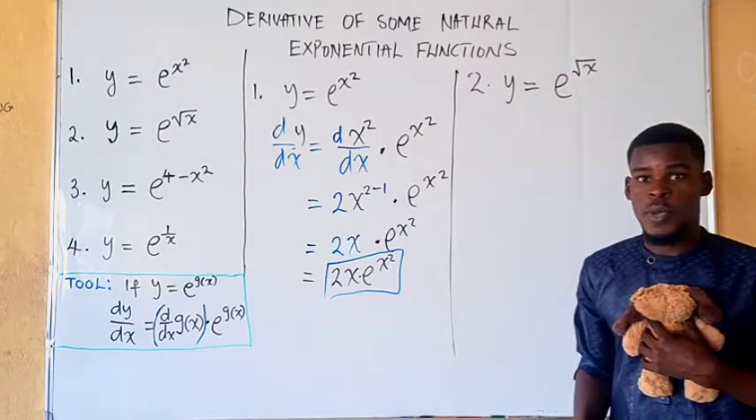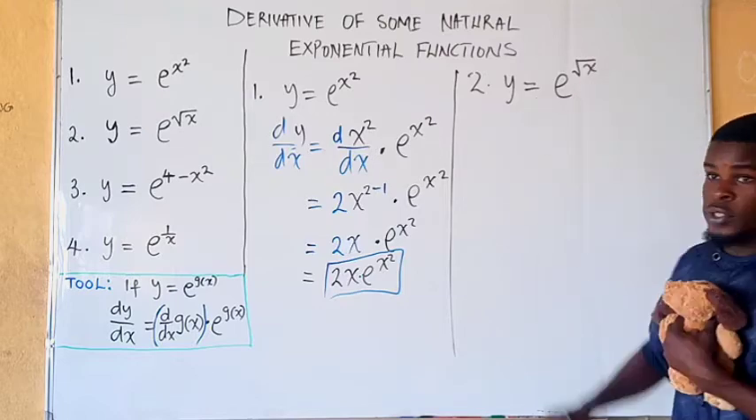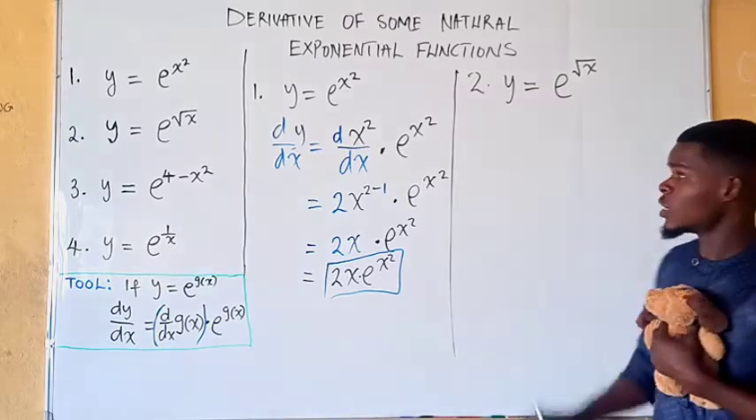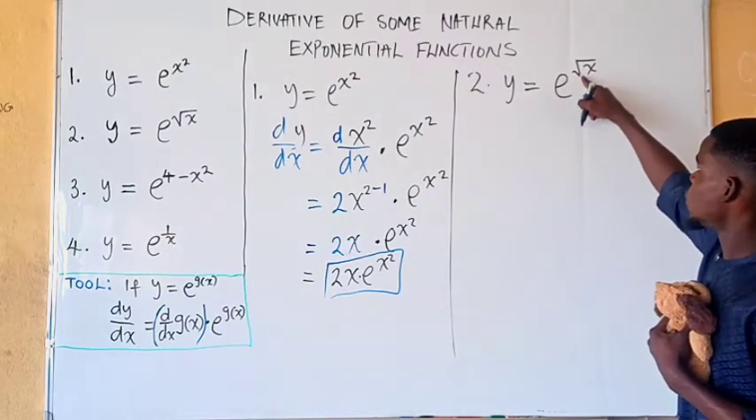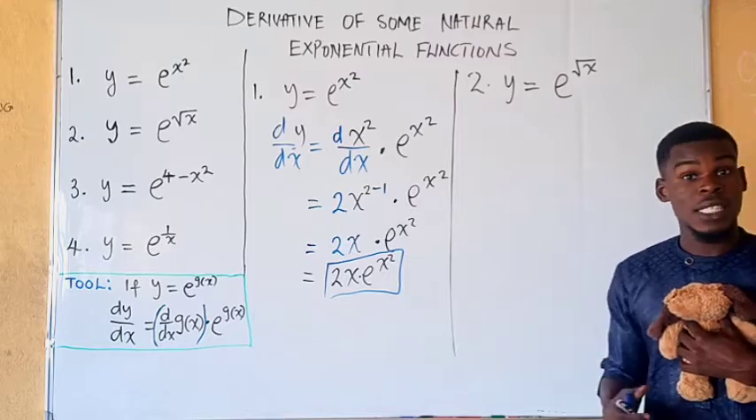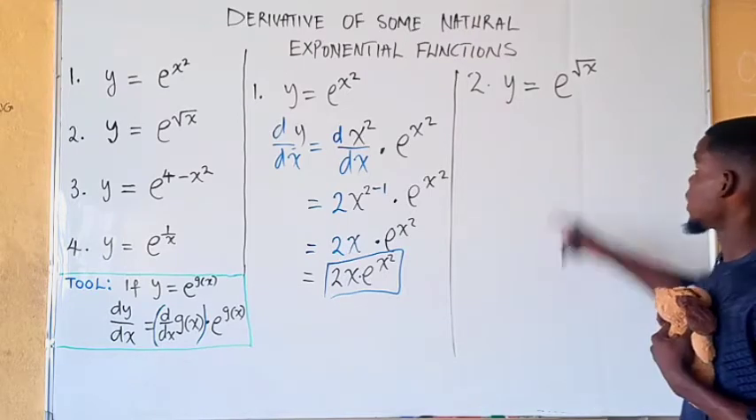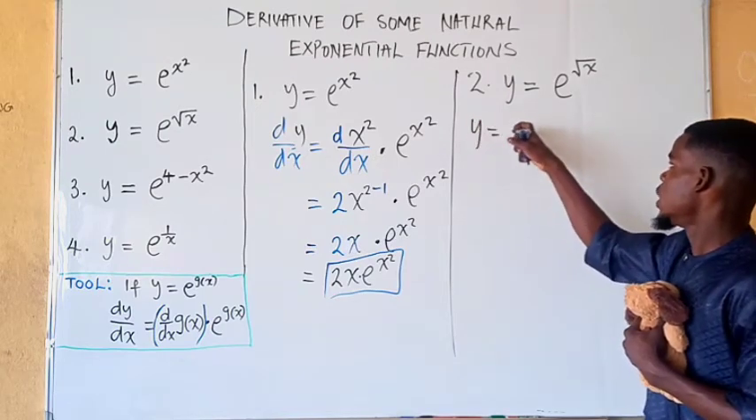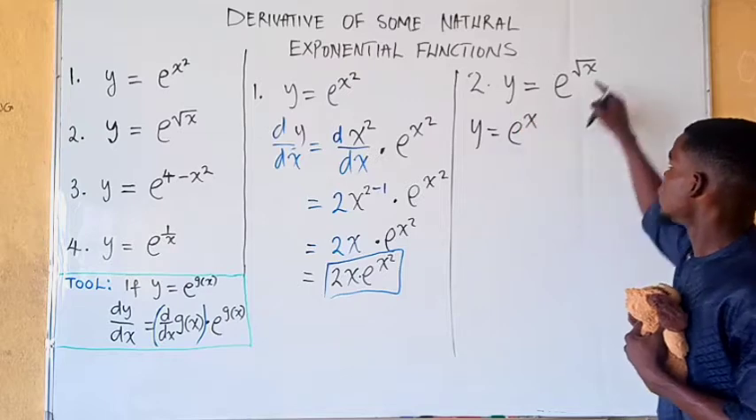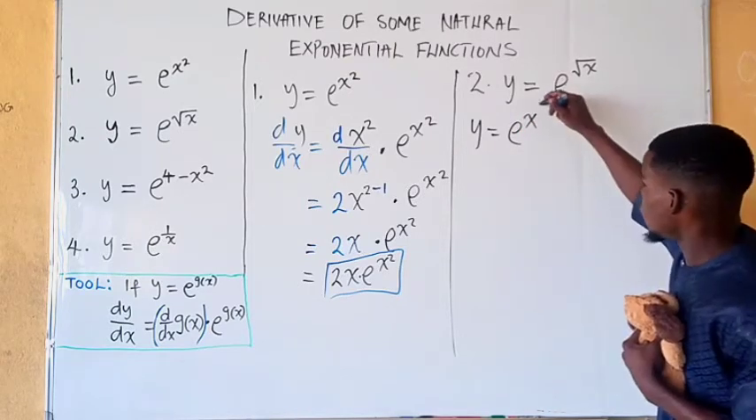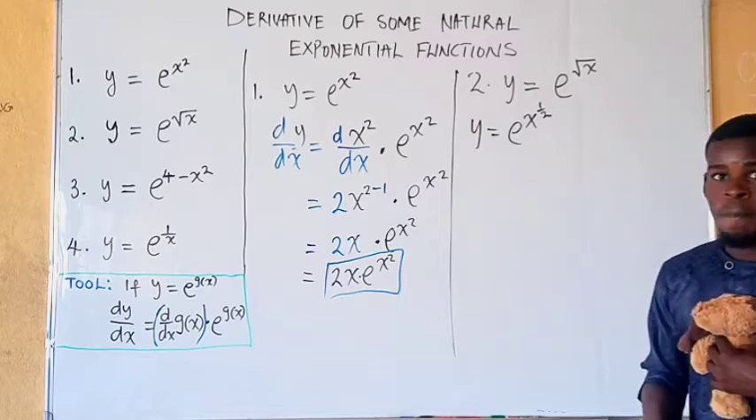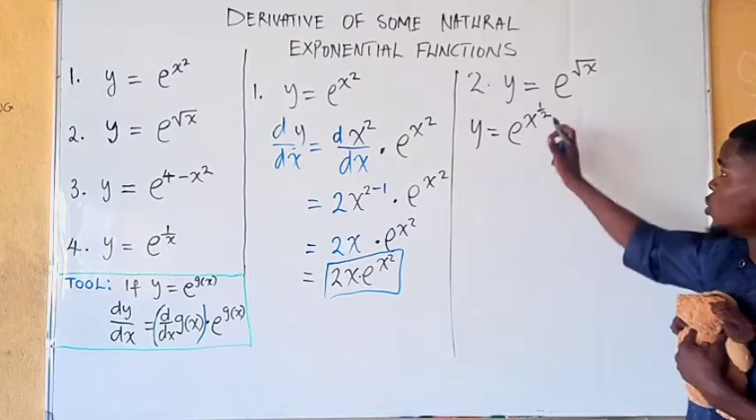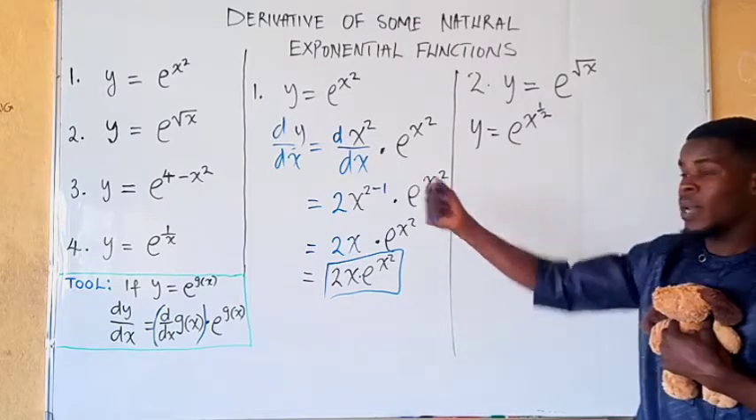As the second example, we have y equals e to the power square root of x. This is not really different from the first example. We need to rewrite the exponent, square root of x, as a power function, taking note that square root of x is the same thing as x raised to the power 1/2. So the function becomes y equals e raised to the power x to the 1/2. In the first one the power was 2, but here the power is just 1/2. We're going to apply the same method.